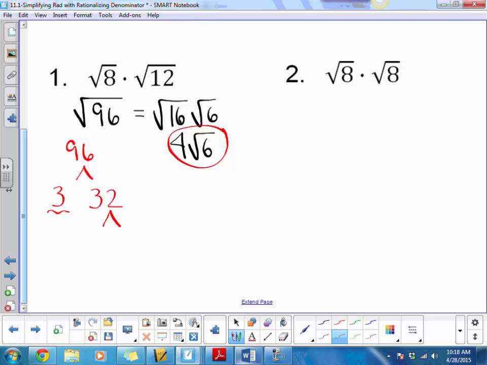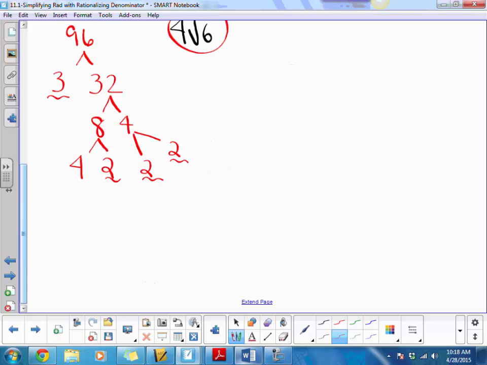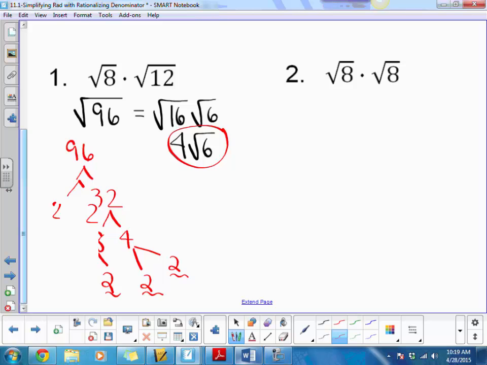Let's look at 32. 32 is the same thing as 8 times 4. 8 is the same thing as 4 times 2. And 4 is the same thing as 2 times 2. These are all primes, but 4 is not. I have to break that down into prime factors. So that's the same thing as 2 times 2.